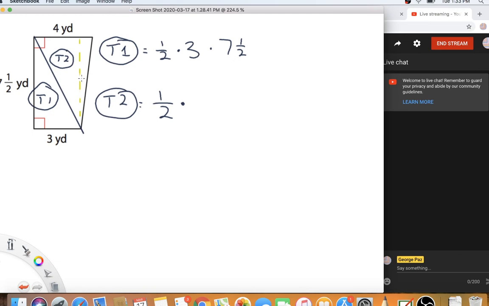It doesn't matter which one you use, but since I'm using this triangle, I know that half of 4 is 2, so I'm going to put 4 first, so it makes it easier for us. Times 4 times 7 and 1/2. Now this is how you solve for each triangle, and then you would have to add up both areas once you have the answers.